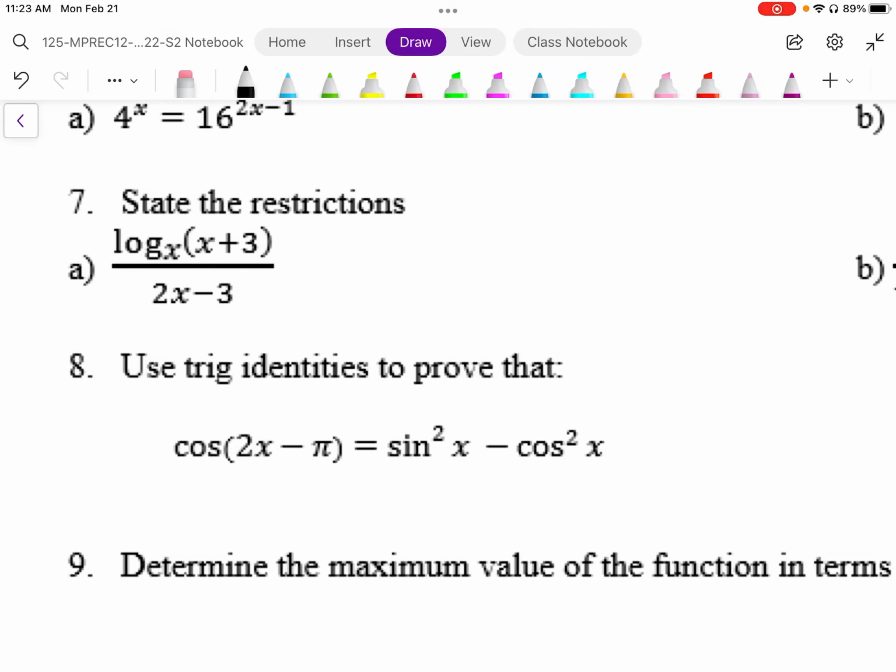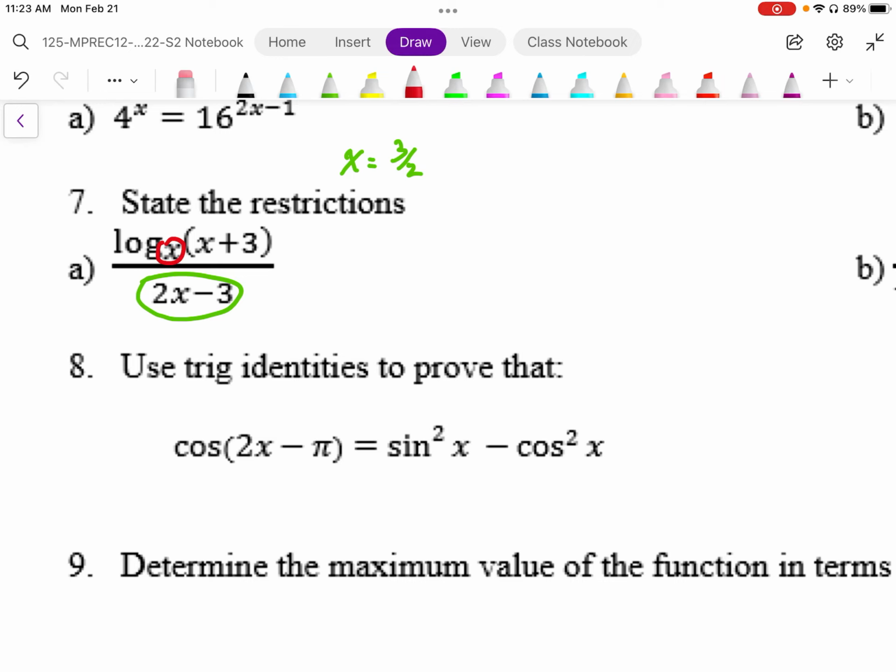When we want to state restrictions, we have a few restrictions that we have to worry about here. The first one that we're going to deal with is this divide by 0. So we're going to say that x cannot be equal to positive 3 over 2. Okay, so that's the first restriction. We have another restriction in the base. Okay, the base cannot be negative or equal to 1.